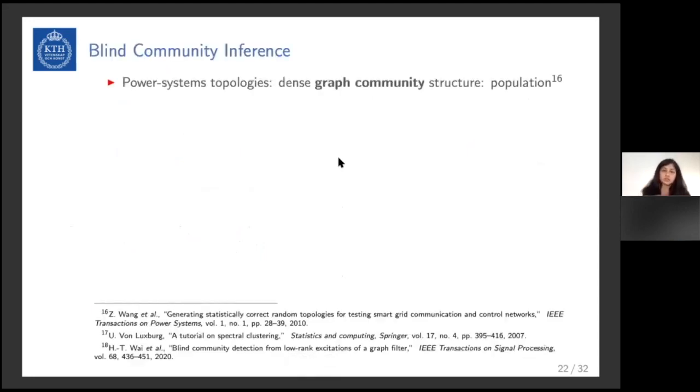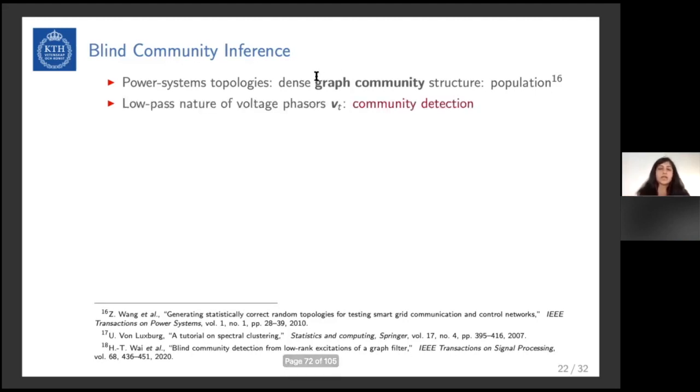So as I showed in the figure before, power system topologies are organized as dense graph communities. And this is actually because of the population. So there are clusters of cities close to each other. So you have more dense networks there, and you have not so dense networks elsewhere. But this is always going to be a connected network. And this low pass nature of the voltage phasors helps in inferring or detecting this graph community structure.